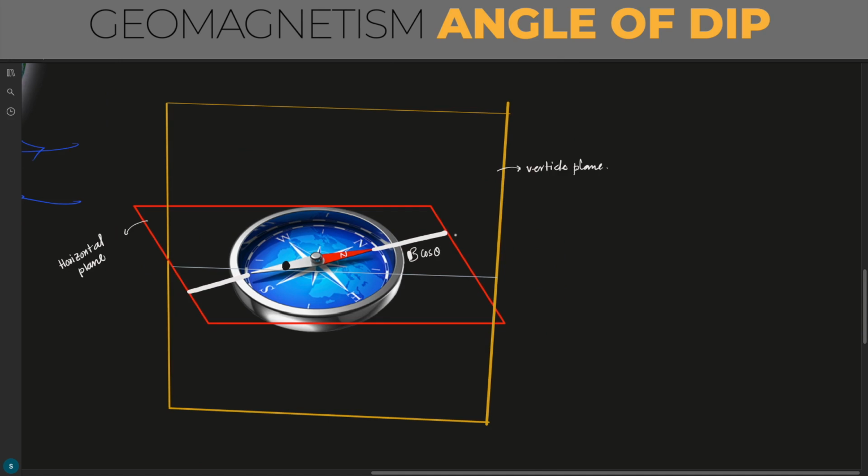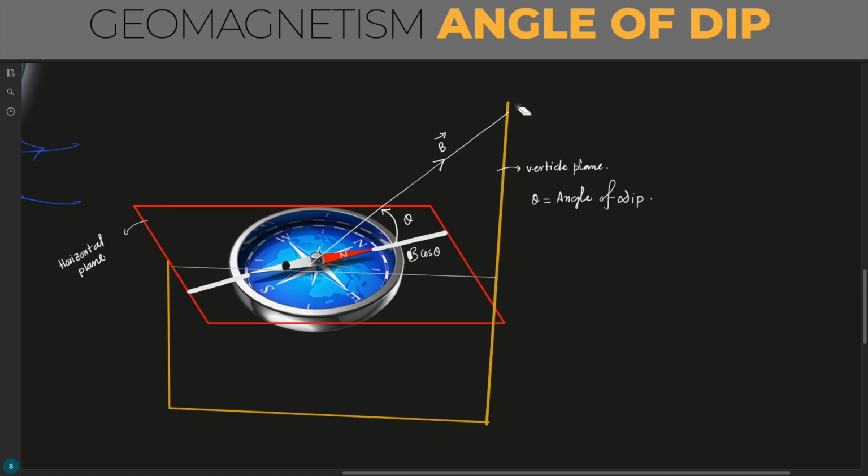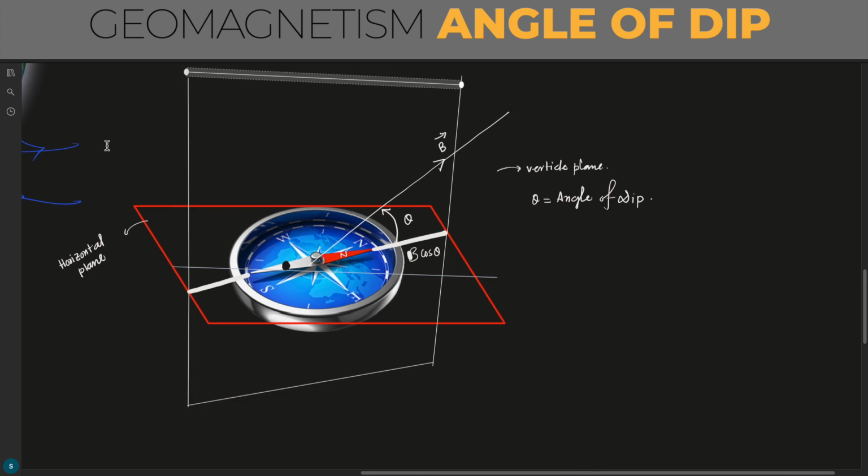If I now want to find the value of B, then this B will lie in the vertical plane. Let's say this is the value of B, and this angle in the vertical plane is called the angle of dip. Here theta is equal to the angle of dip. Obviously you can understand the point, this one is in the vertical plane, but the diagram I have drawn here is not exactly right, so let me erase the yellow lines, and you can get the idea of how to find B.